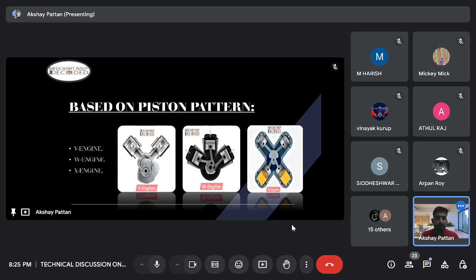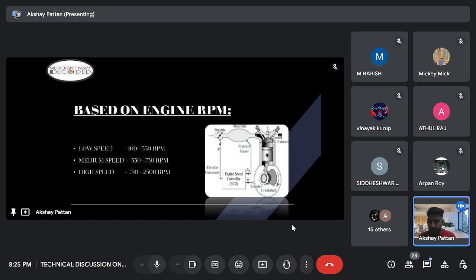So guys, this was about the piston arrangement. Next we will move to the next part, that is based on engine RPM. Engines are also classified on their RPM, that is low speed, medium speed and high speed. Low speed varies from 100 to 350 RPM, medium speed varies from 350 to 750 RPM, and high speed varies from 750 to 2500 RPM. I hope you know the meaning of RPM. What do you mean by RPM?